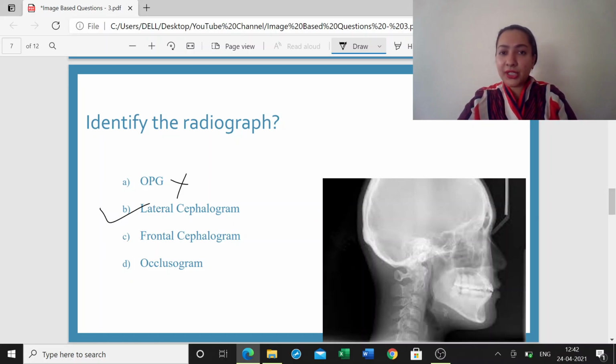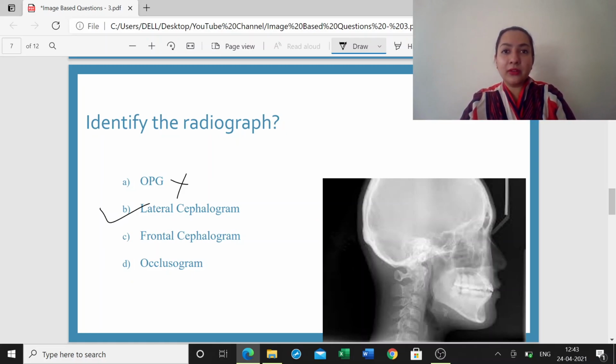Occlusograms you all might have taken during your BDS times to cover the occlusal taper, maybe to check impacted canine or anything. Right, so that is occlusograms, and the figure shown here is that of lateral cephalogram. Lateral cephalogram and OPG are two things which are mandatorily taken before we start an orthodontic treatment. Right, it depends from orthodontist to orthodontist though. If they want, they can take a few more diagnostic radiographs. But these two things are something which we generally take in all the cases.